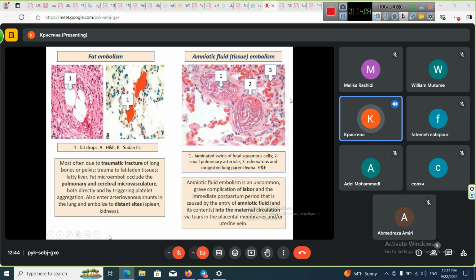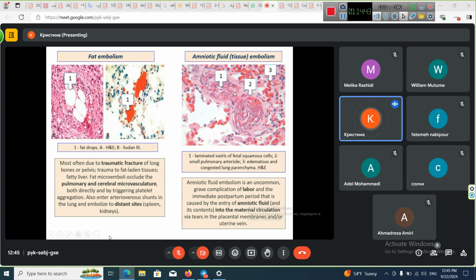Here we have the amniotic fluid embolism. It happens during pregnancy in women. Amniotic fluid surrounds the developing baby inside the mother's womb. So, for some reasons, this amniotic fluid can come into the blood vessels of the mother, and there it causes amniotic fluid embolism. So number 1 shows us laminated swirls of fetal squamous cells.